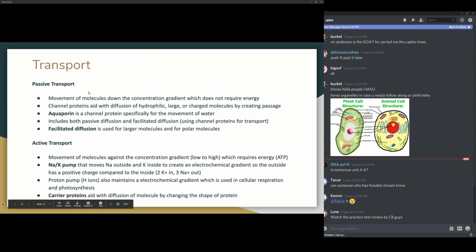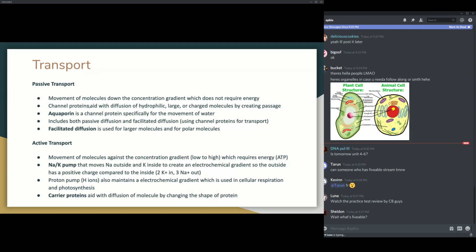And then you also have transport. There are two types of transport in the plasma membrane: passive transport and active transport. Passive transport is the movement of molecules down a concentration gradient. It doesn't require energy, and it's crucial in cell membranes to have passive transport.